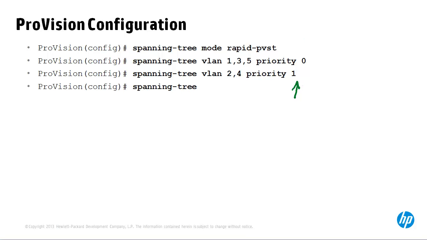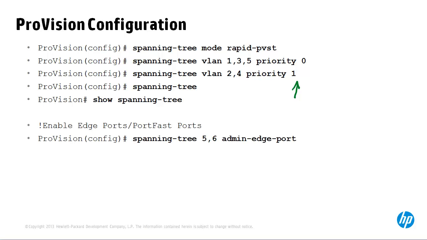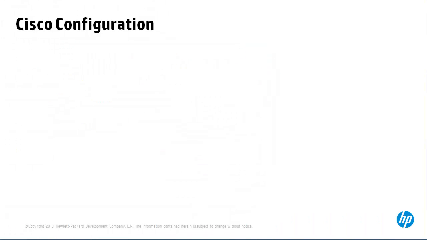Then enable spanning tree. The show spanning-tree command will show you that spanning tree is enabled on this device and provide other output. To enable edge ports or portfast ports, use the command spanning-tree, specify the interfaces, admin-edge-port. On Cisco, do something similar. Use the command enable, conft, spanning-tree mode rapid-pvst.